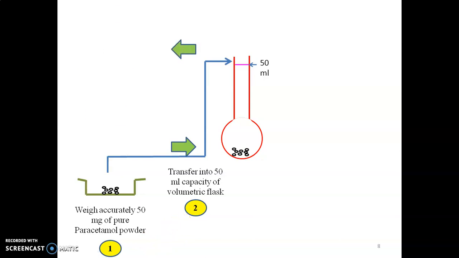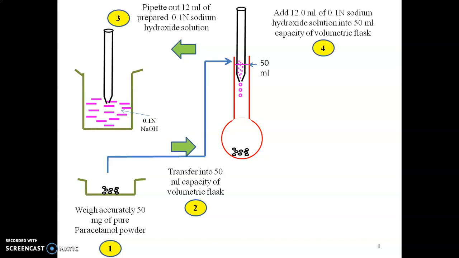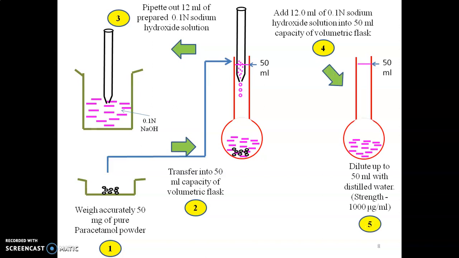Then pipette out 12 ml of the prepared 0.1 normal sodium hydroxide solution and transfer it into the 50 ml volumetric flask, and dilute the solution up to 50 ml with distilled water. So this solution is the standard stock solution. You have to label that volumetric flask to avoid confusion.